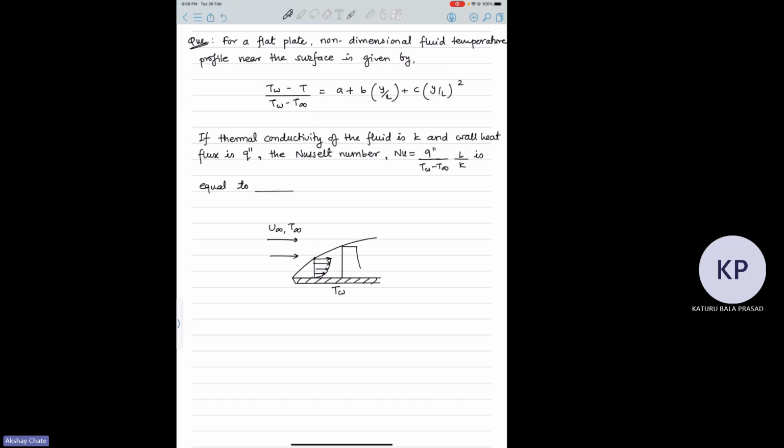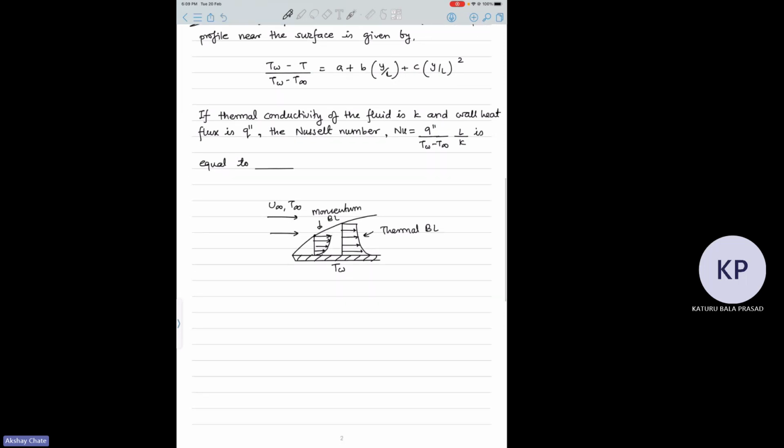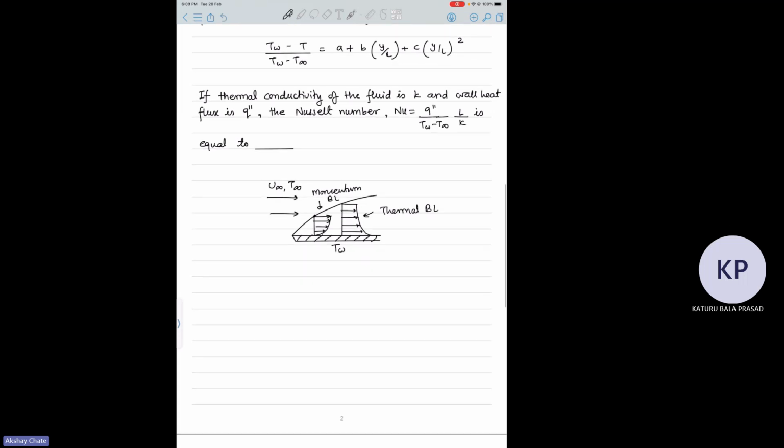So you will have this thermal boundary layer. This is your momentum boundary layer. This is your thermal boundary layer. And in this problem, there is no concentration boundary layer, but there can be. So basically, this image you would have seen a lot of times. But there are some things that you should know. Essentially, it is an interview question.